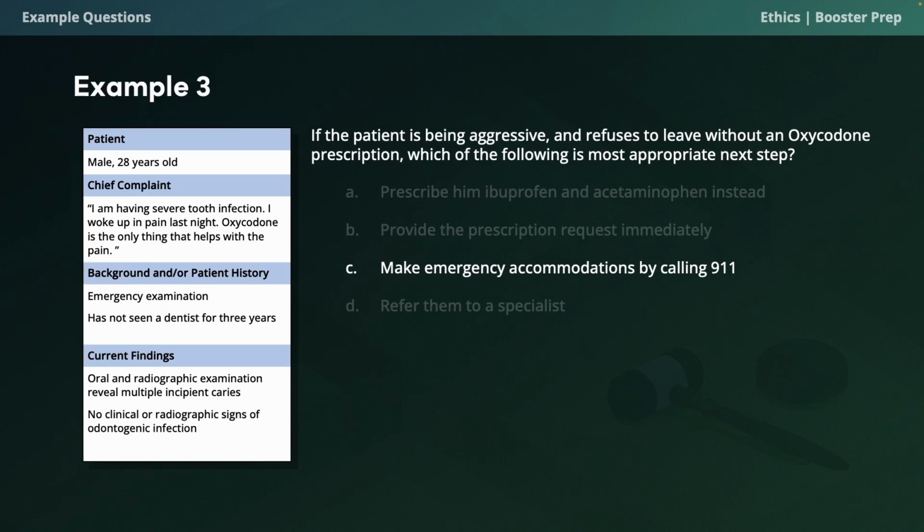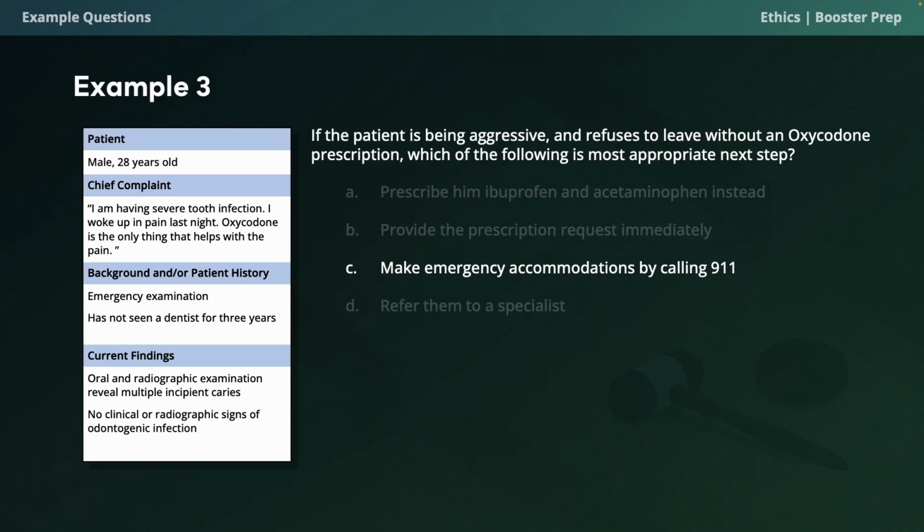You are responsible as the dentist for making arrangements even if you cannot help them, and in this case, it would be unethical to prescribe a controlled substance like oxycodone when clinically and radiographically we don't see any signs of odontogenic infection. So here we would make emergency accommodations for this patient undergoing an emergency by calling 911.